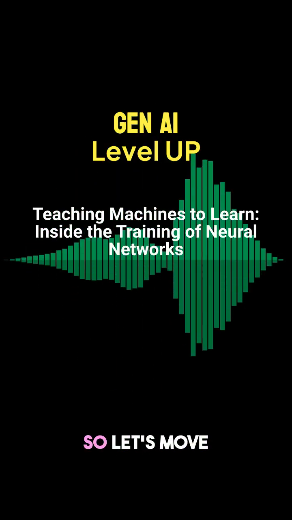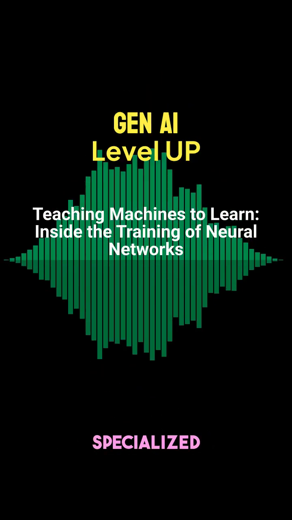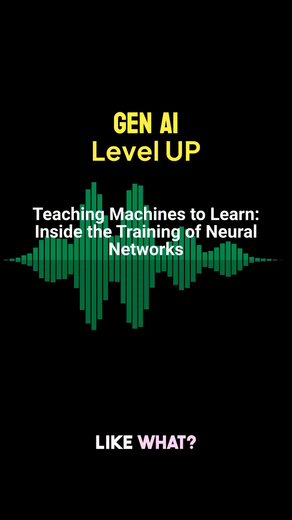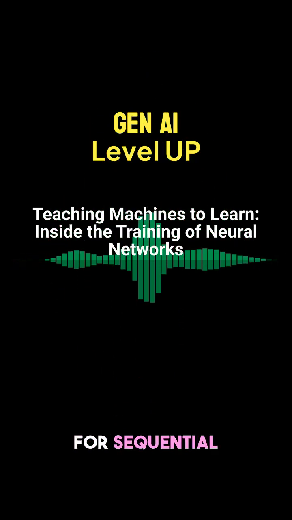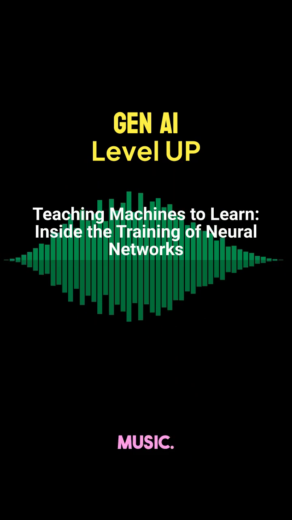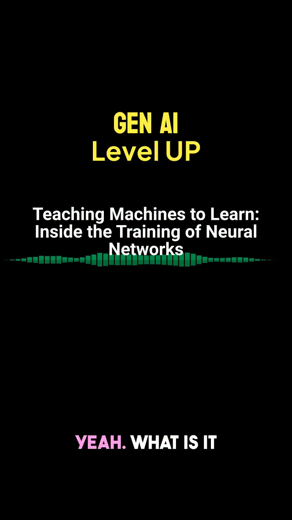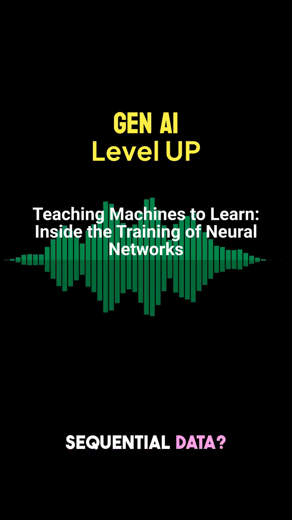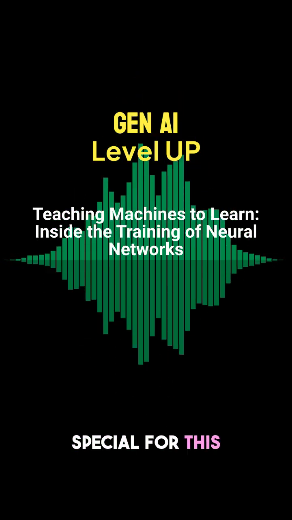What else is there? So let's move on to some specialized neural network architectures. Specialized architectures. They are designed for specific tasks. Like what? So like recurrent neural networks, or RNNs, are designed for sequential data like language or music. We touched upon RNNs earlier when we were talking about some of the challenges in training. What is it about them that makes them so good at handling sequential data? Remind me what makes them so special for this sequential data.